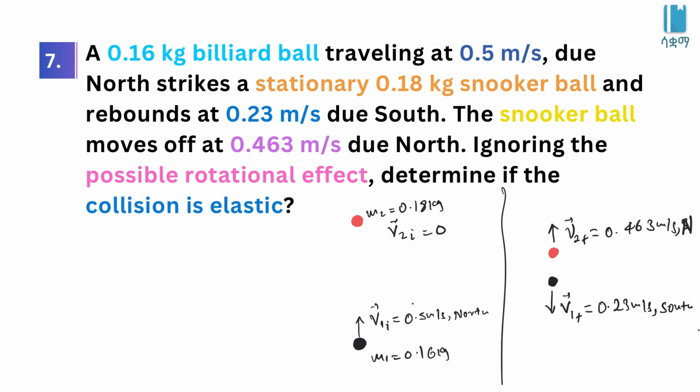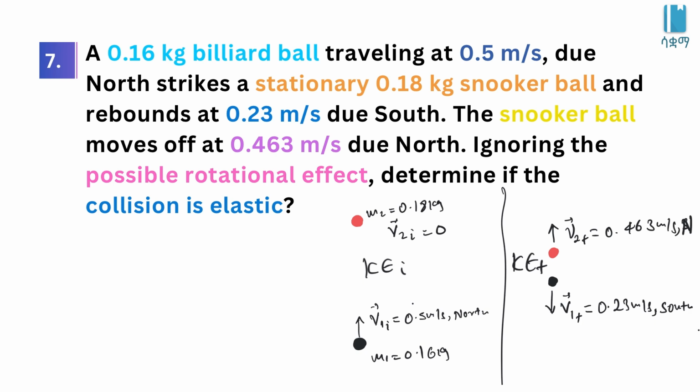So the question is: ignoring the possible rotational effect, determine if the collision is elastic. We ignore the rotational effect because if energy is converted into rotation, kinetic energy would not be conserved. So we compare to check whether it is elastic. We have translational kinetic energy, so we find KE initial of the system and compare it to the final kinetic energy of the system, KE final.